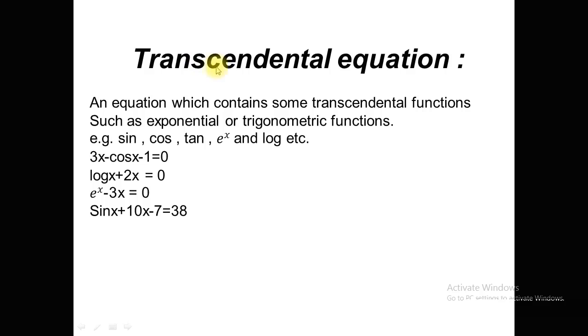Now, what is a transcendental equation? An equation which contains some transcendental functions such as exponential or trigonometric functions, for example, sine, cos, tangent, e power x, and log, etc. They are transcendental functions. And the transcendental equations will be, for example, 3x minus cos x minus 1 is equal to 0, log x plus 2x is equal to 0, e power x minus 3 is equal to 0, sin x plus 10x minus 7 is equal to 38.